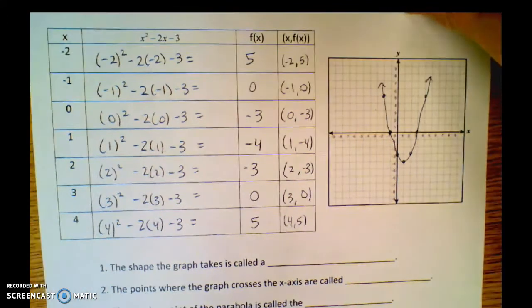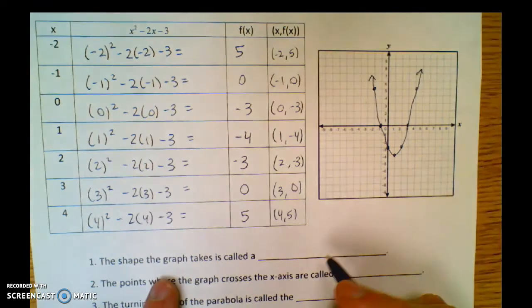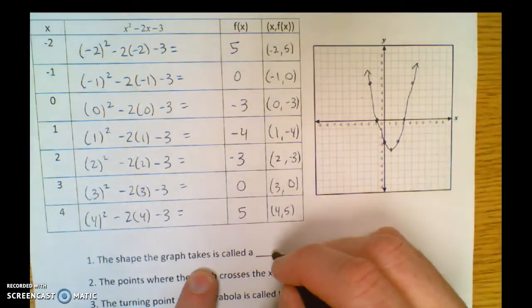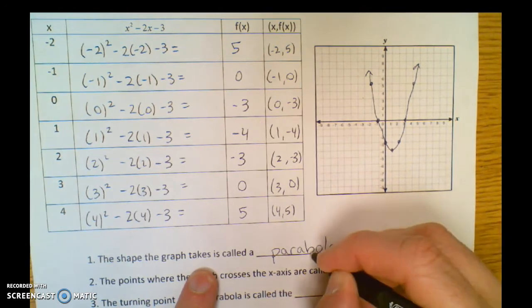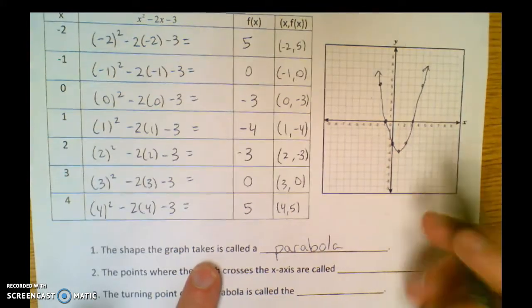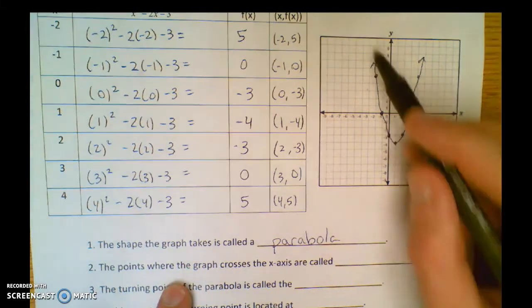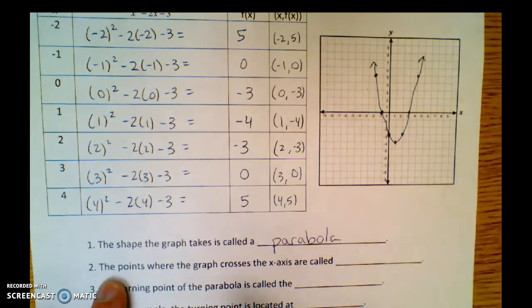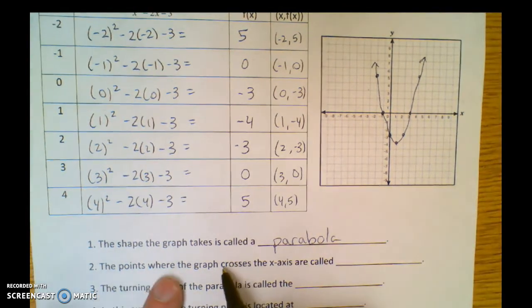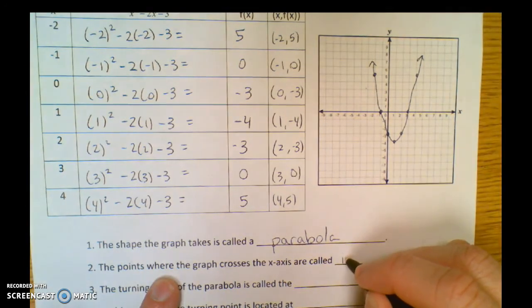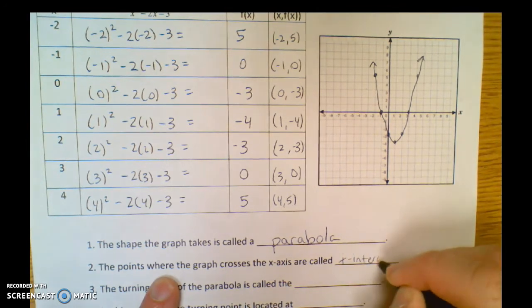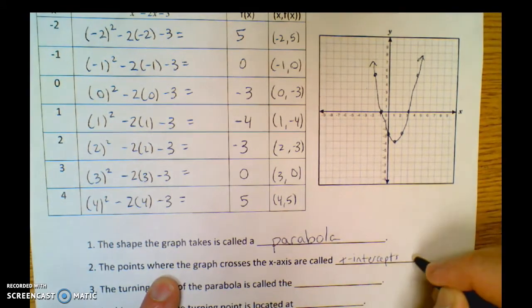Alright, first question asks, the shape that the graph takes is called a parabola. Remember, that's a special word for our equations that are quadratics. They have a parabolic shape. It's a parabola. It's U-shaped. Some new points that we're going to focus on where the graph crosses the x-axis are called intercepts. Or actually, we'll call these roots. They're x-intercepts or roots.